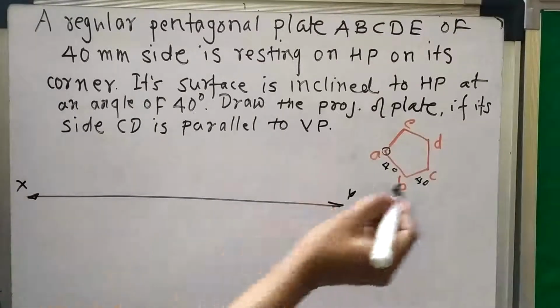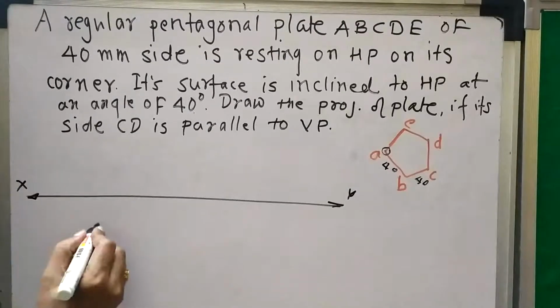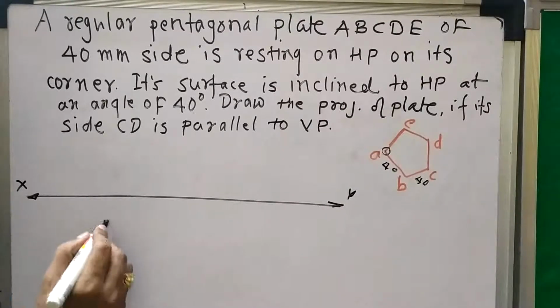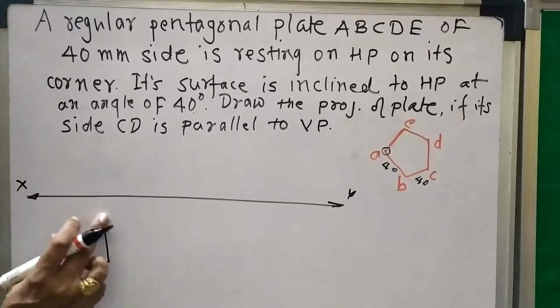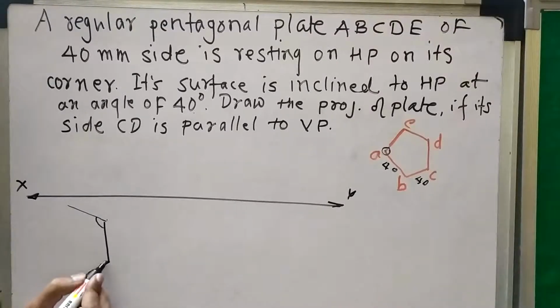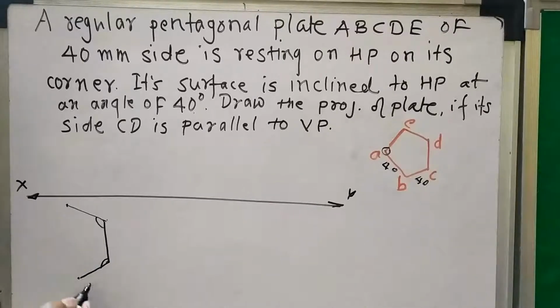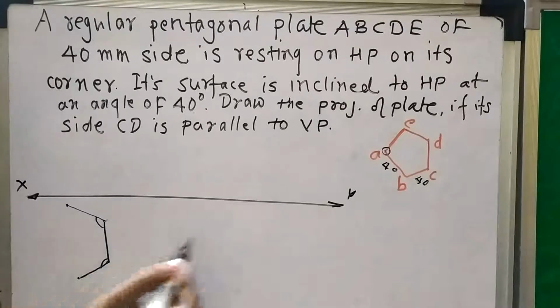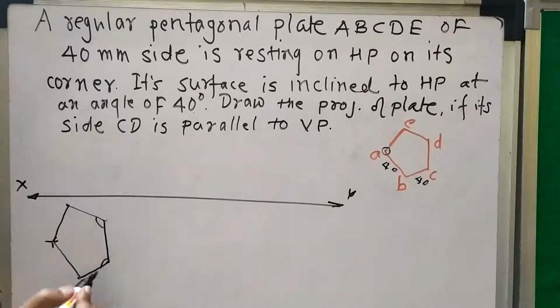So I will take this CD line perpendicular, so this will be CD, right, and with this 108 angle, so this is 108, this will be 108, then this length is equal to this length, this length is equal to this length, and then from this length, what is this length? 40. So with this 40, from this I will mark one arc, from this I will mark one arc, I will join this, so in this way I will get this pentagon.